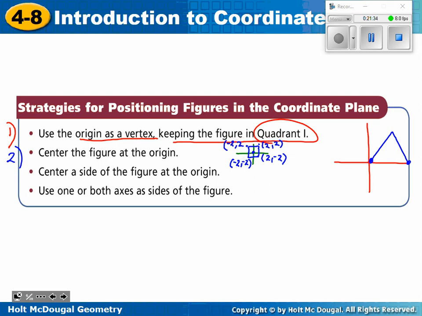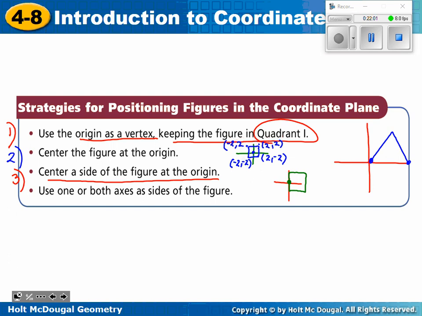All right, the third thing that you may want to do is center a side of the figure at the origin. So maybe you're graphing a square and you want to center it so that one of your sides goes up the same distance as it goes down, so that the center of that side is the origin. Again, the reason for that would be you're going up the same distance and down the same distance, so it's easier to calculate.